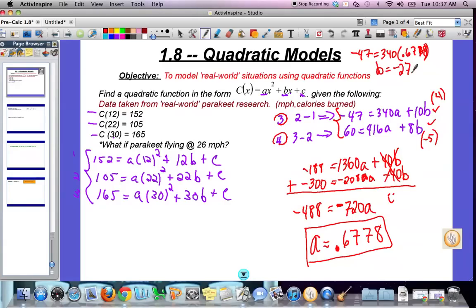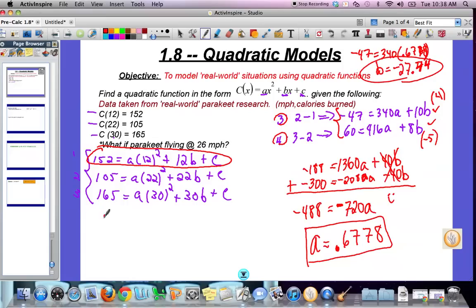I need help. What was it? Negative 7.4. 7.4? Okay. So there's my B. How do you think you're going to get your C? Because you're almost done. Go back to the original. Which one is the easiest? I'd go right here. There's my easiest.